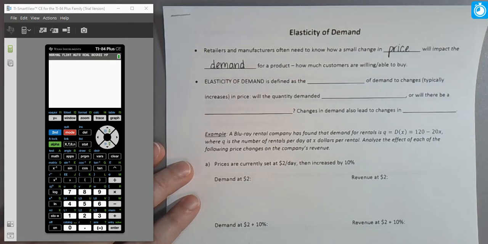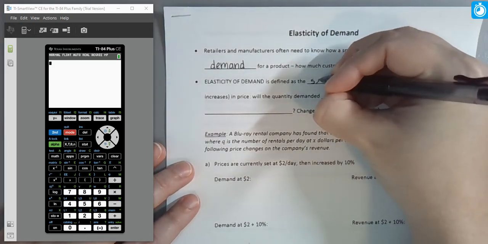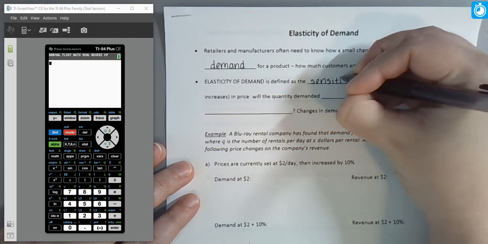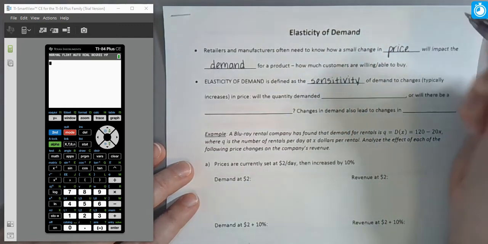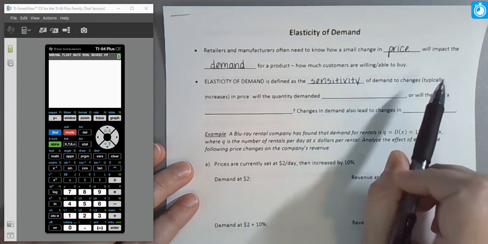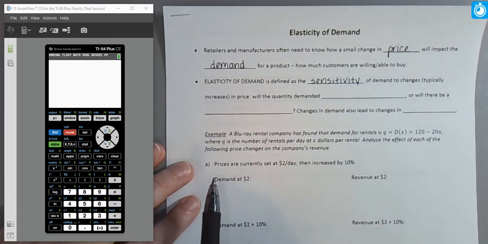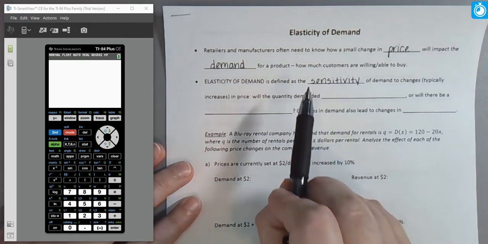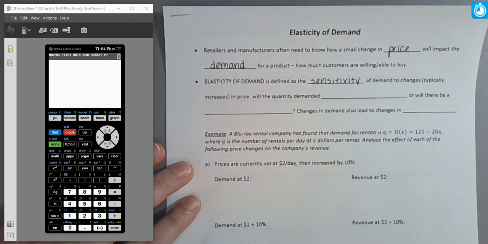In order to analyze how quantity demanded changes as we decrease or increase the price, we discuss what we call elasticity of demand. Is the demand elastic or is it inelastic? Elasticity of demand is defined as the sensitivity of demand to changes in price, typically increases, because again, if you're a producer, typically you want to charge more because you make more money overall. But how sensitive is demand to those changes in price? In other words, if we increase the price of a product just a little bit, what's going to happen?